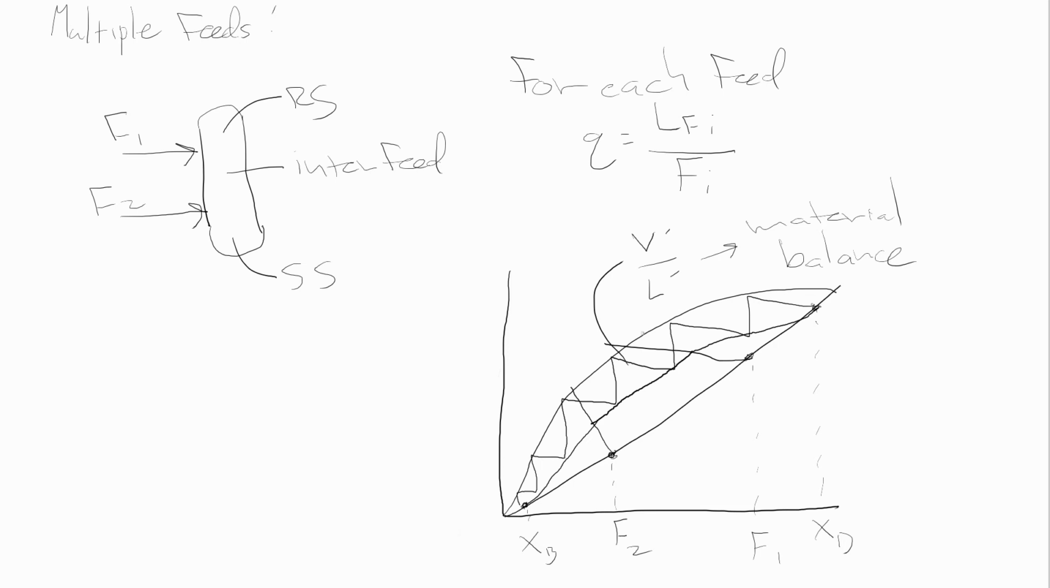Right. Again, the feed stages occur on the stage that crosses the Q line. So this is the stage corresponding to feed 1, and this is the stage corresponding to feed 2. And finally, we discussed how to design packed distillation columns.